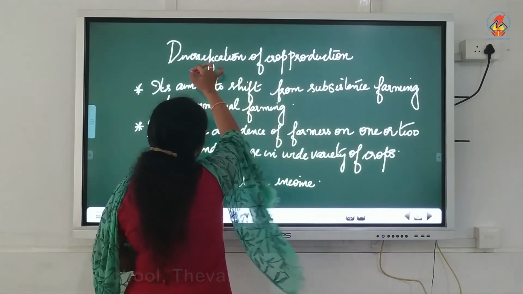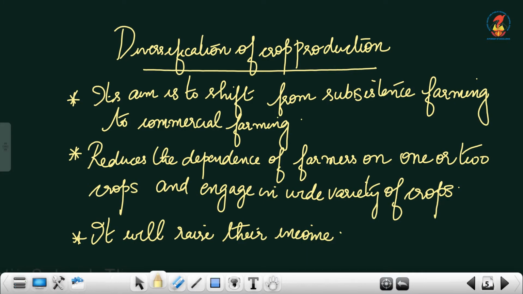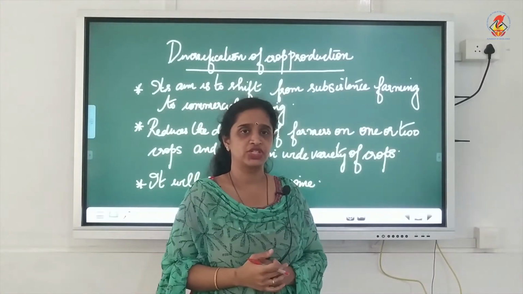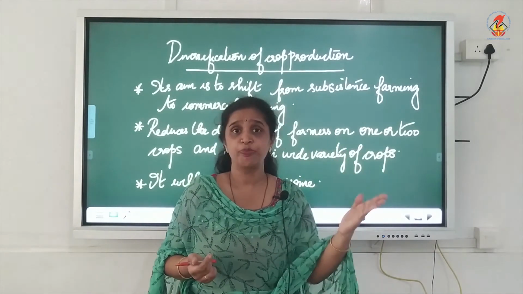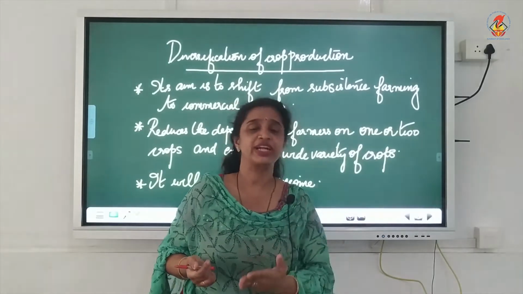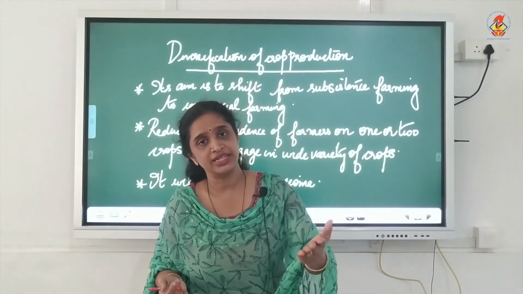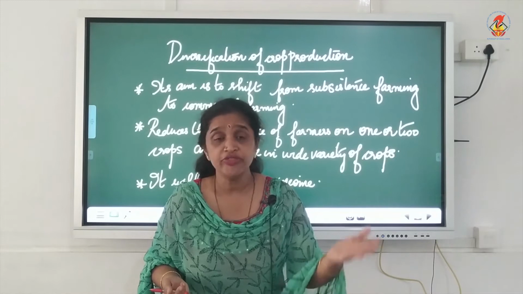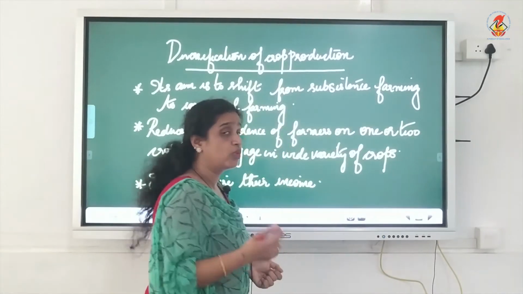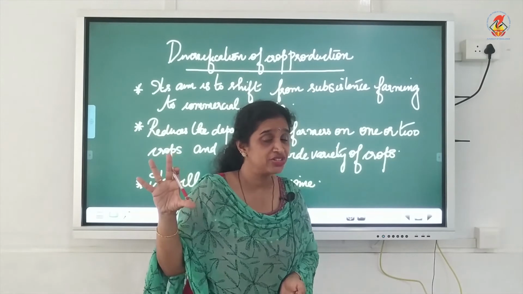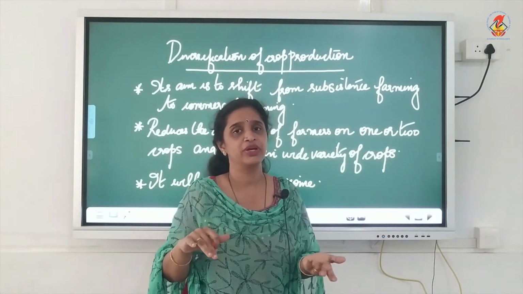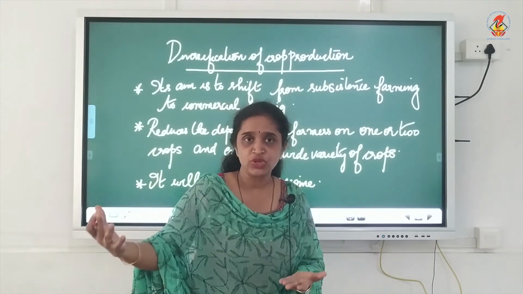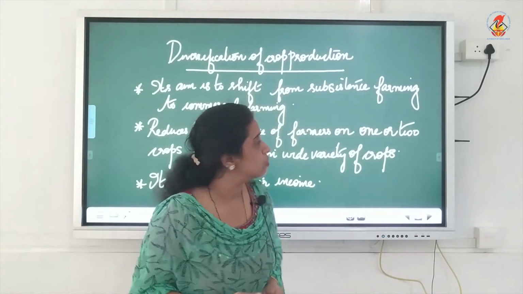Next is diversification of crop production. We are going to discuss in detail regarding diversification of crop production. I told you there are two types of diversification: diversification of crop production and diversification of productive activities. Now, what is meant by diversification of crop production? Instead of encouraging the farmers to produce single crop, encourage them to produce multiple crops also.